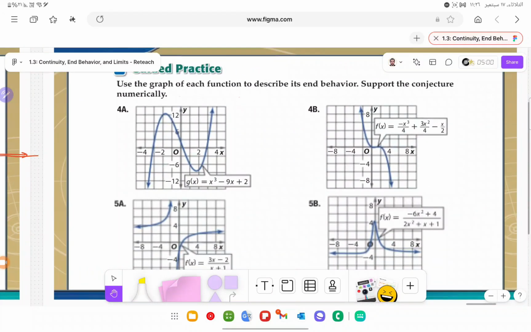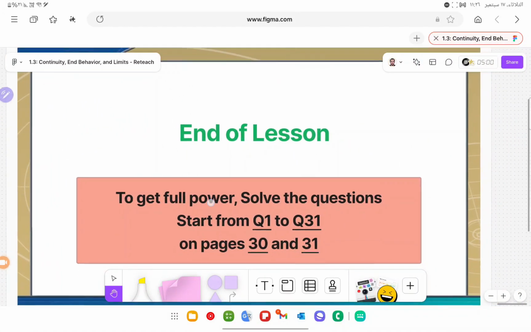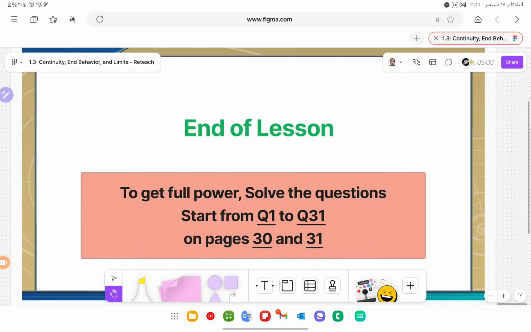Try now to solve and practice on these equations, and if you need any help, please let me know. This is the end of the lesson. Try to solve questions 1 to 31 on pages 30 and 31. You don't have to solve more than this.